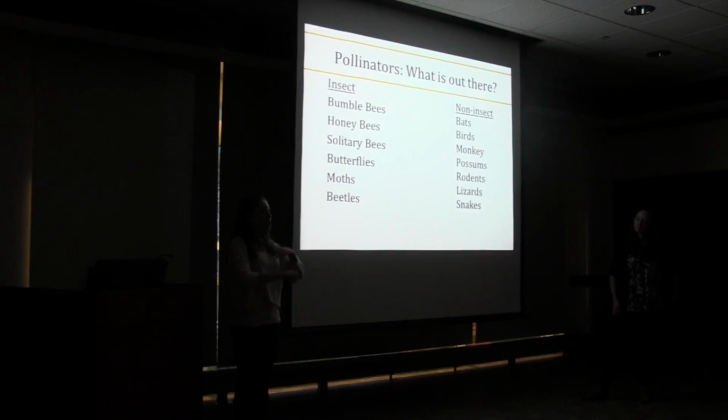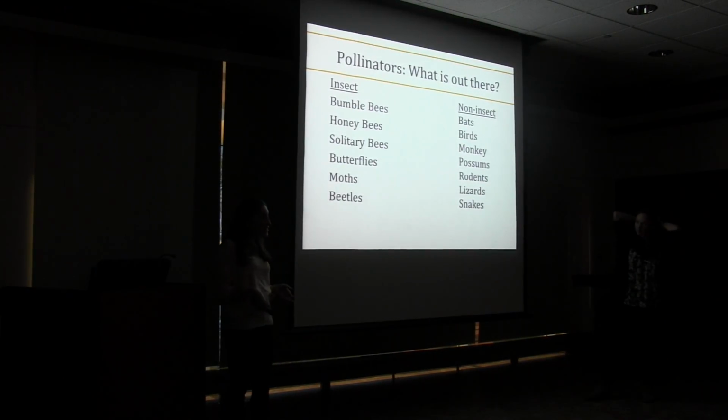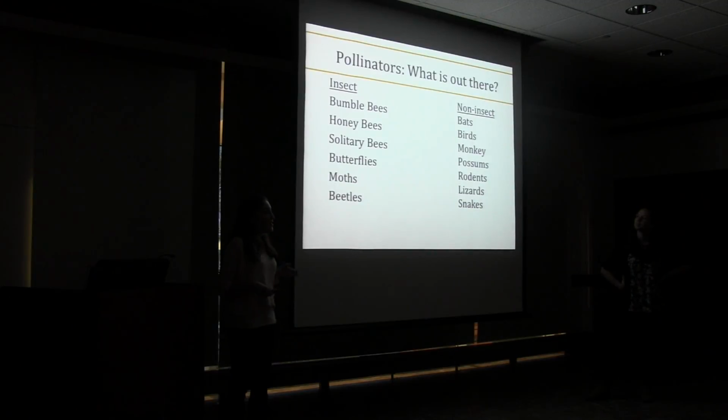So there's a multitude of different types of pollinators. These can include insects such as your bees, your butterflies, your moths, and your beetles. These also can include animals, including bats, birds, monkeys, possums, rodents, lizards, and snakes. Now, of these animals, the monkeys and such, you probably will not be finding pollinating here. That would be in the tropics. However, you probably have all seen birds, such as hummingbirds, in your gardens pollinating flowers.